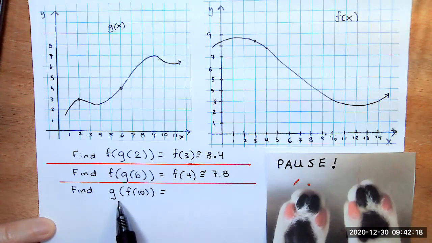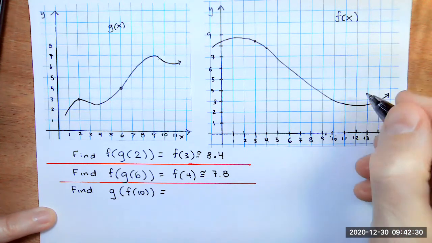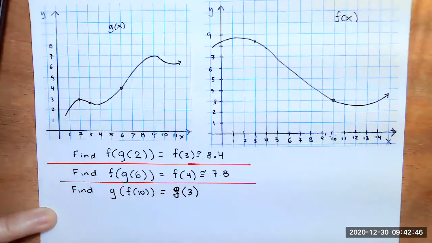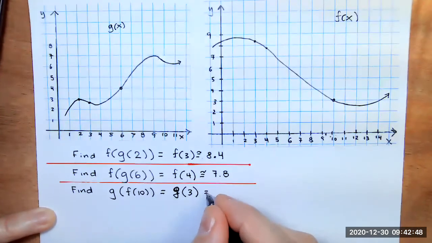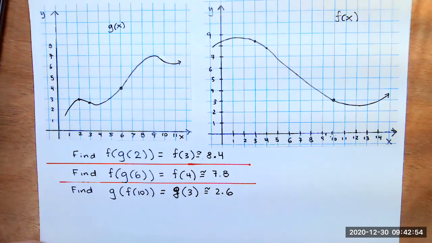Can you find g of f of 10? So again, try this one on your own. All right, so first we go on the f graph and find f of 10, which is 3. I'm sorry. And then we find g of 3, which is about 2.6. Let's try another.